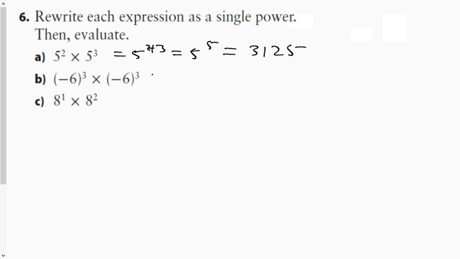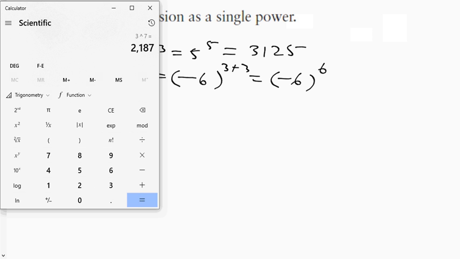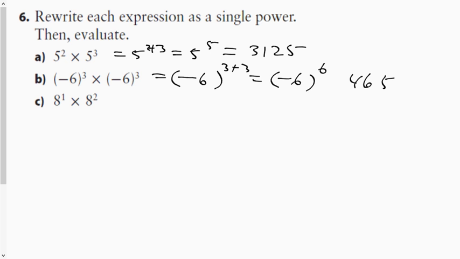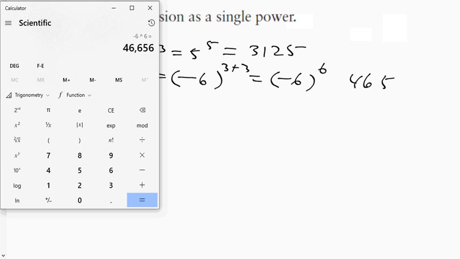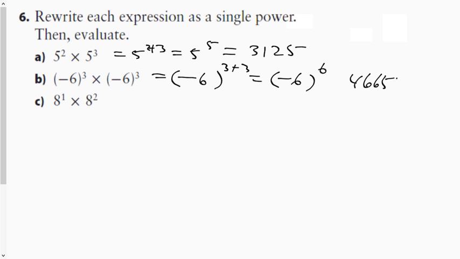Next one, negative 6 is your base. Add your exponents, 3 plus 3. You get negative 6 to the exponent of 6. Will my answer be positive or negative? Positive. So this time I'm going to put a negative 6 to the exponent of 6. 46,656. 46,000. What was it again? My memory's terrible. 656.